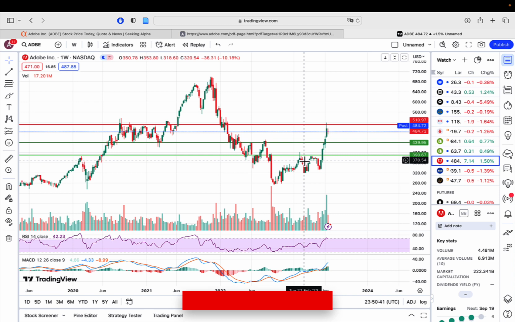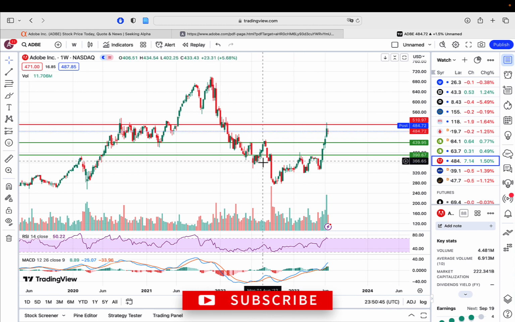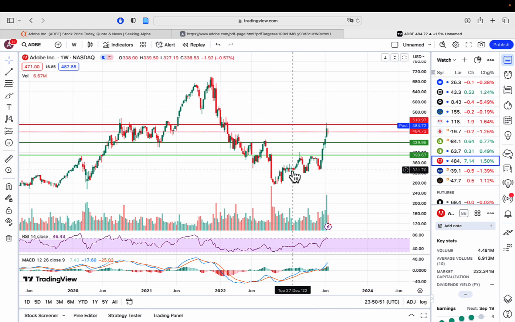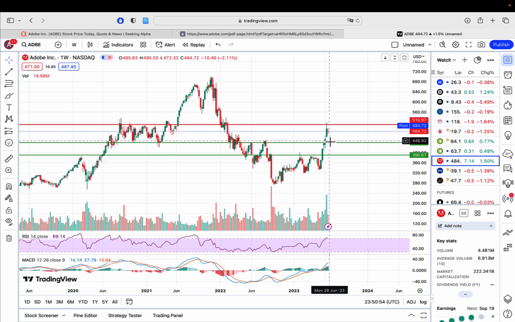Moving on to the technical chart patterns, we can see Adobe had this massive sell-off throughout 2022 as all big tech was selling off. And over the past year, it's been up on a steady run. Over the last month, it has been basically on a straight line up.